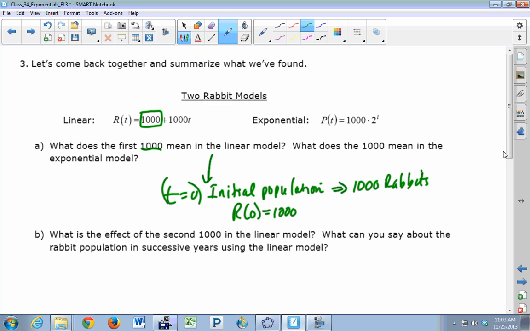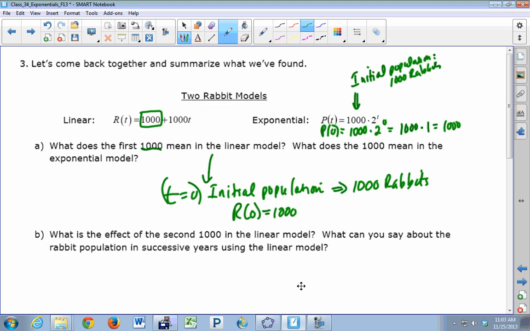It means the same thing, right? This is your initial population of rabbits. 1,000 rabbits. But notice, if we put in 0 now for t, we'd have 1,000 times 2 to the 0. 2 to the 0 is 1. So that's how we get our initial population of 1,000. Okay. So if I had started off with 50,000 rabbits, there'd be a 50,000 out in front multiplying 2 to the t. And in our linear model, it would be 50,000 plus 1,000 t. So that's the first 1,000 we see.